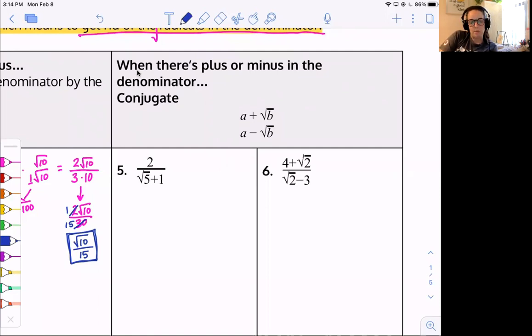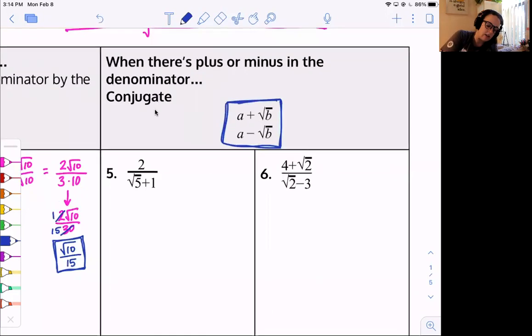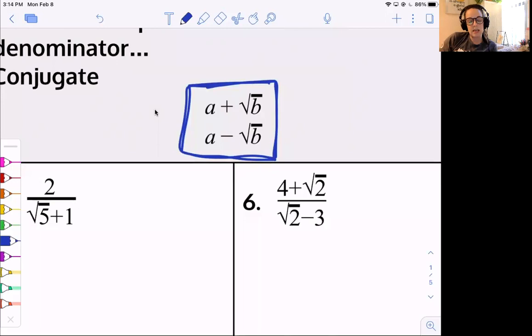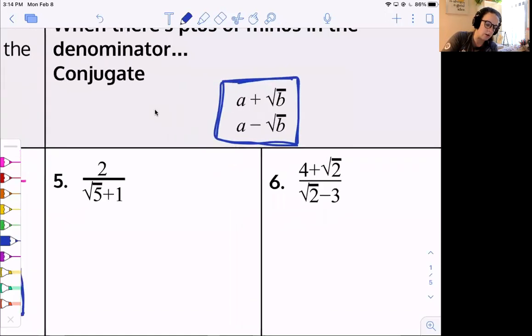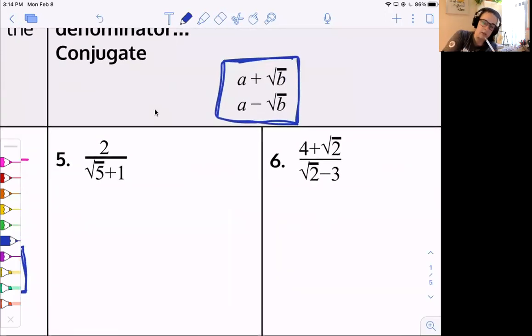So we're going to use something called a conjugate. So this right here is a conjugate pair, right? It's a conjugate pair. They basically help to cancel each other out. So if I multiply them together, they're going to cancel. So I'm going to prove it to you. So if we have the square root of 5 plus 1, we're going to use the exact same thing, square root of 5 minus 1. That's going to go on top and on bottom, just like that.